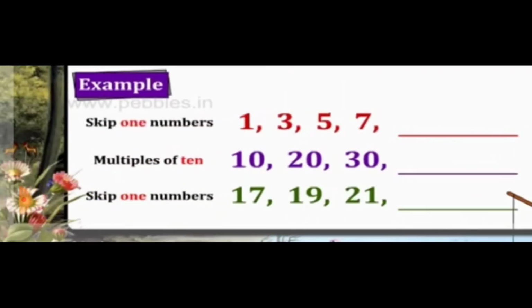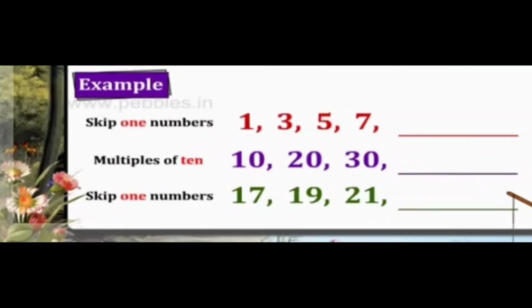Now let us see the same with the numbers. Here we have number 1, number 3, number 5, number 7. What do we observe? Yes, what is the pattern over here? The number is increasing by 2. That is 1 plus 2, 3, 3 plus 2, 5, 5 plus 2, 7 and it will go on.